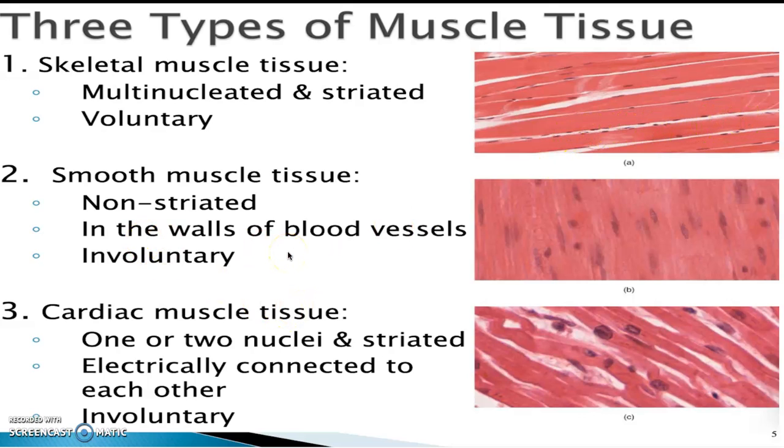So smooth muscle tissue is non-striated, and it's in the walls of the blood vessels, and it's involuntary, which means that it does its own job. It doesn't have to be controlled by us. And then the cardiac muscle tissue has 1 or 2 nuclei and is striated, which you can see here. Here's a nucleus, and then this is the striation. And it's electrically connected to each other, and it's involuntary, which means, once again, they do their job by themselves. We don't have to control the actions that they do.